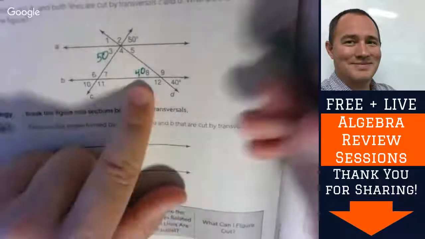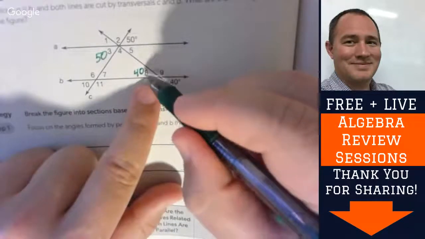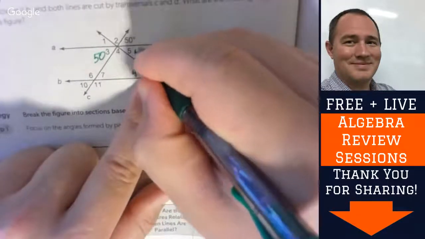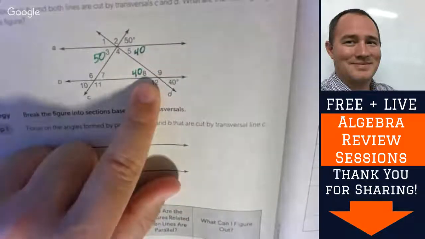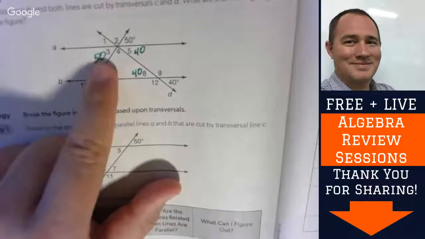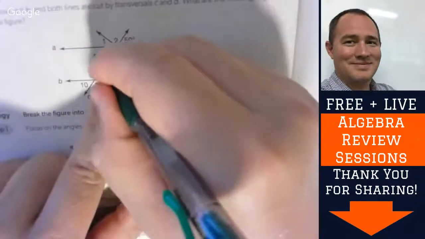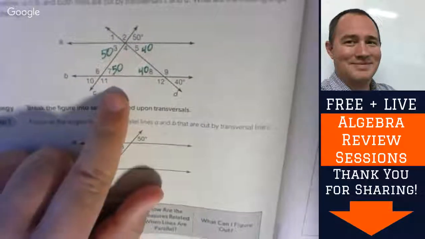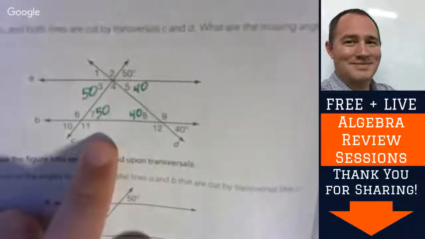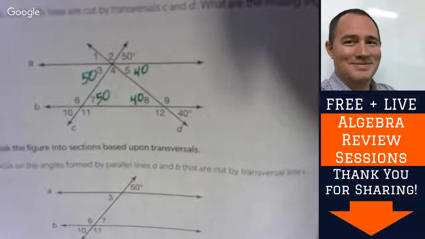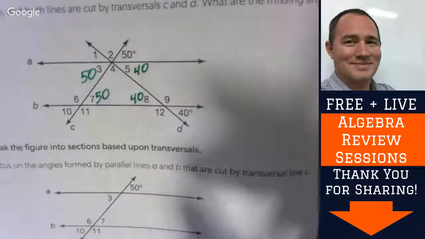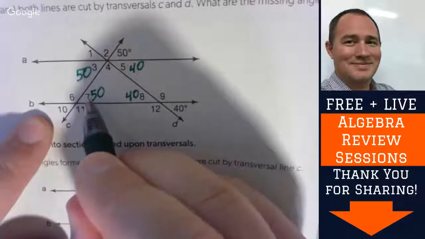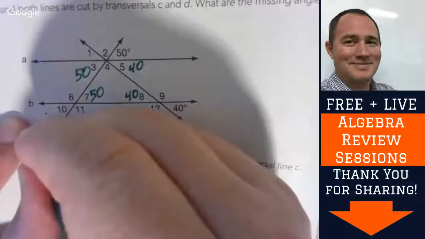What else can we do? Working on the 40, alternate interior angles are going to be the same measure. So 8 and 5 are the same, so this is also 40. We could use the same thing with the 50 alternate interior angles. So 3 and 7 are the same, so this is 50. We will zoom in a little bit too. Now, 7 and 10, again, are vertical angles, so this would be 50 as well.